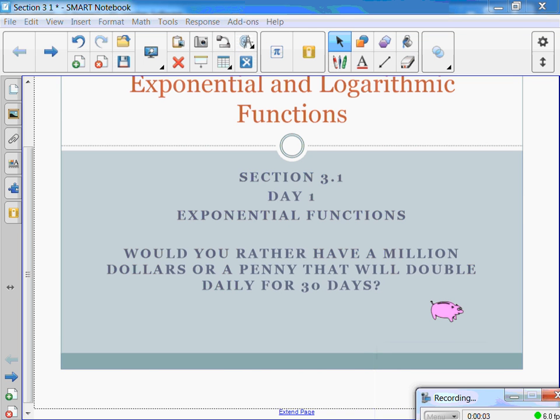So, what did you guys decide on this? So instead of having $1 million, you'd rather take the penny? Yeah.